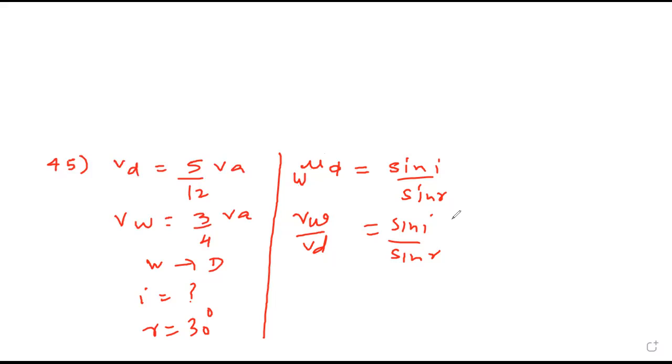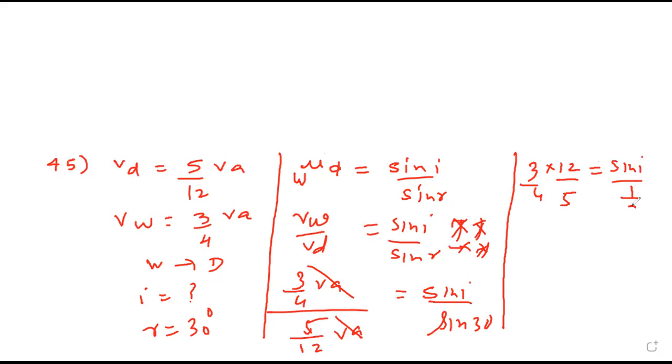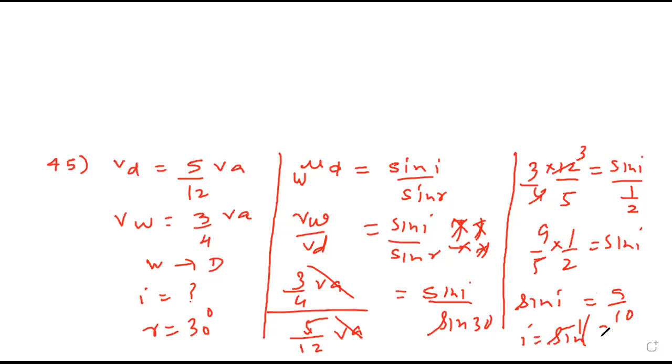Any doubt in this part? No, sir. Okay. So V water is 3/4 V air, V diamond is 5 by 12 V air, sine of i we want upon sine 30. V air cancels. So 3 by 4 into 12 by 5 equals sine i upon sine 30, which is half. 4 into 3 is 12, so 9 upon 5 into 1 upon 2 is sine i. So sine of i is 9 by 10. i becomes sine inverse of 9 by 10.